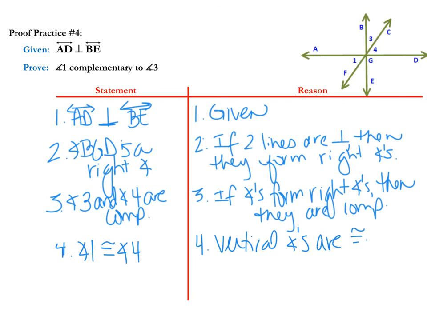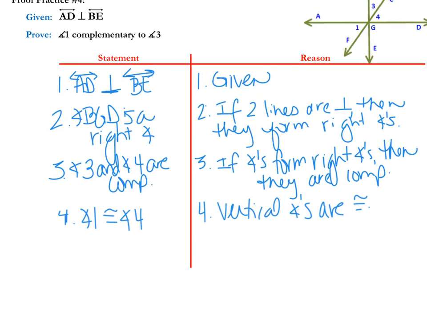So now we've used angle 1 and angle 4 and angle 3. And my goal was to prove angle 1 is complementary to angle 3, which I can do now. So angle 1 is complementary to angle 3, and the reason being is the substitution property.